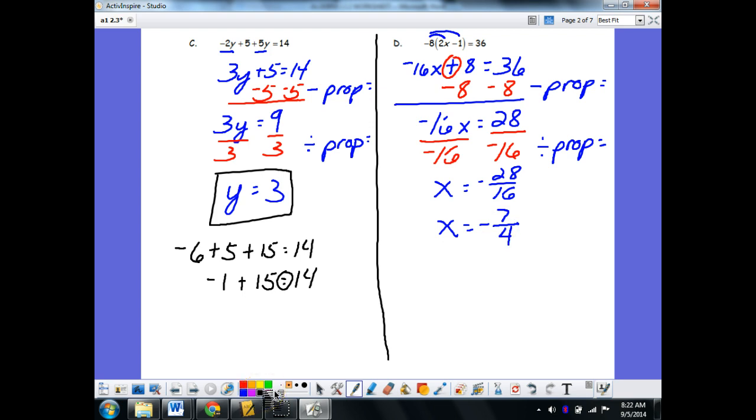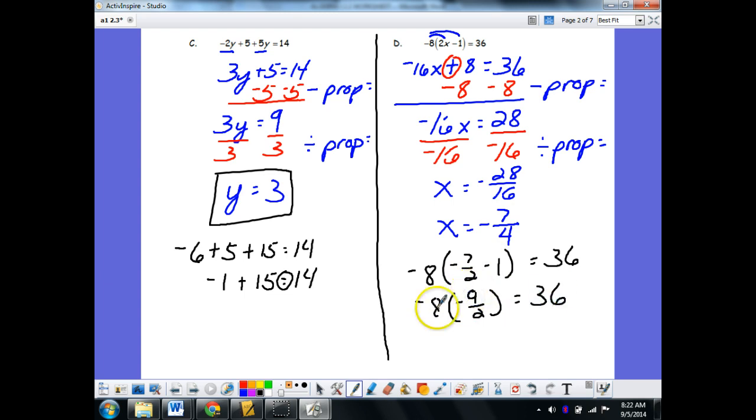And quick check. Negative 8 times 2 times negative 7/4 is negative 7/2 minus 1. Is that equal to 36? Negative 7/2 minus 2/2 is negative 9/2. And if you multiplied negative 8 times negative 9/2, we'd have positive 72/2, and that is in fact equal to 36. So that is in fact our solution.